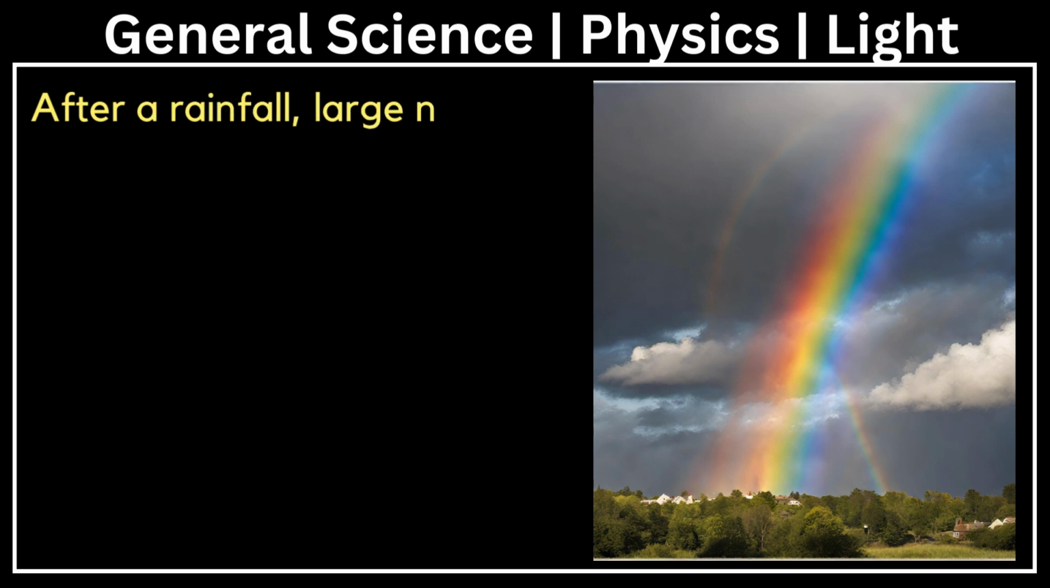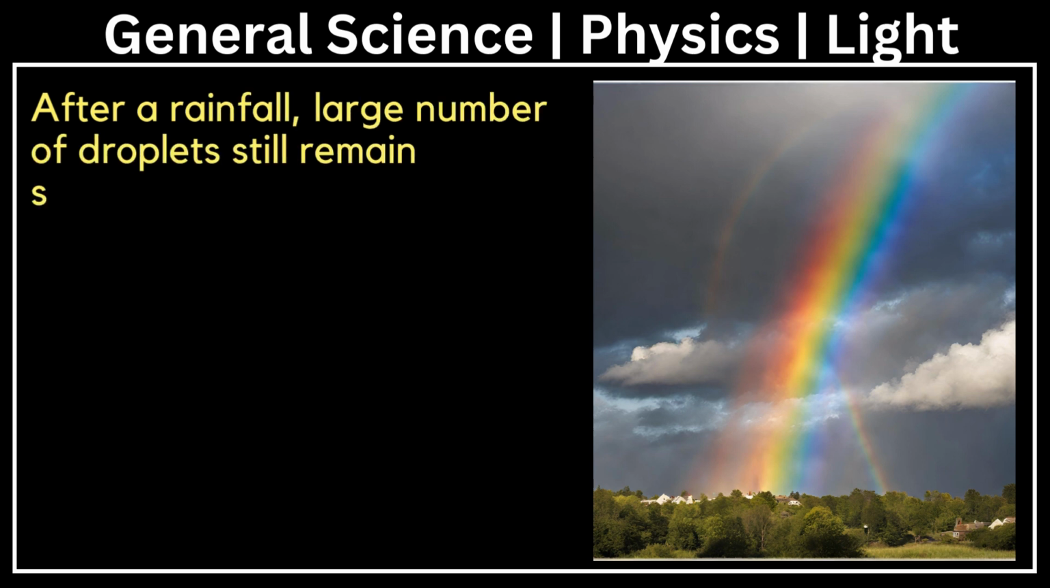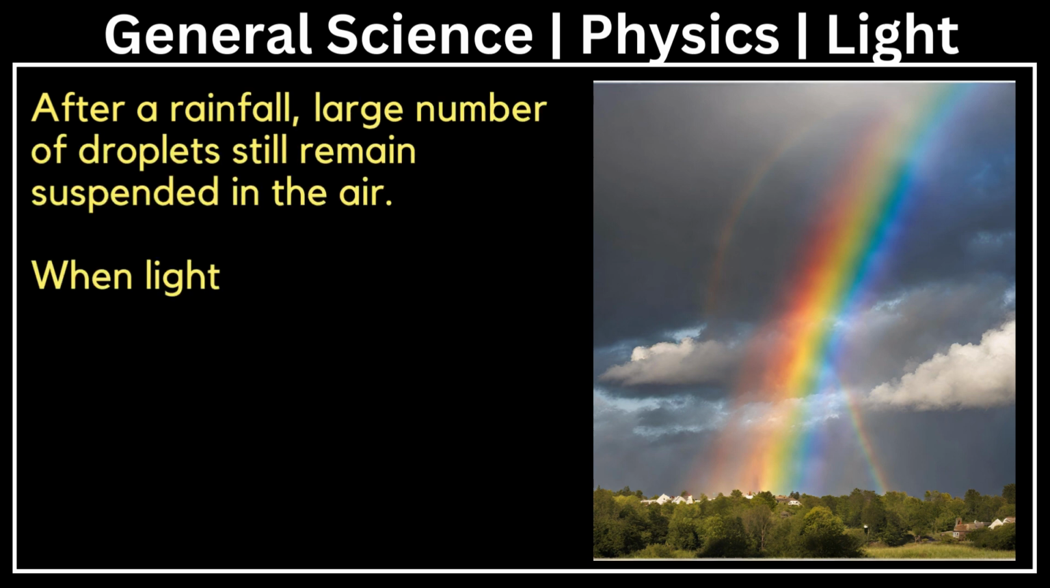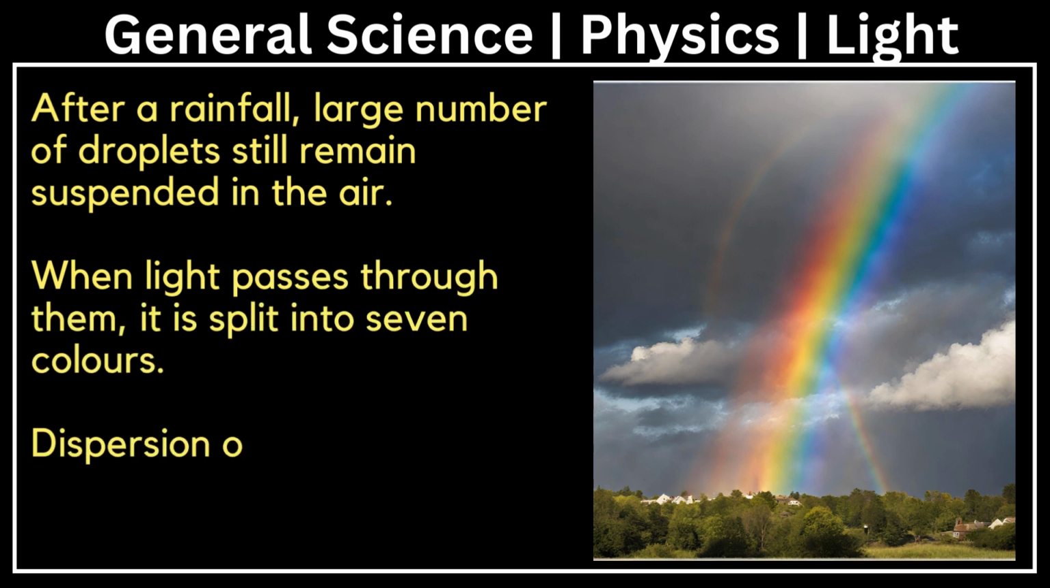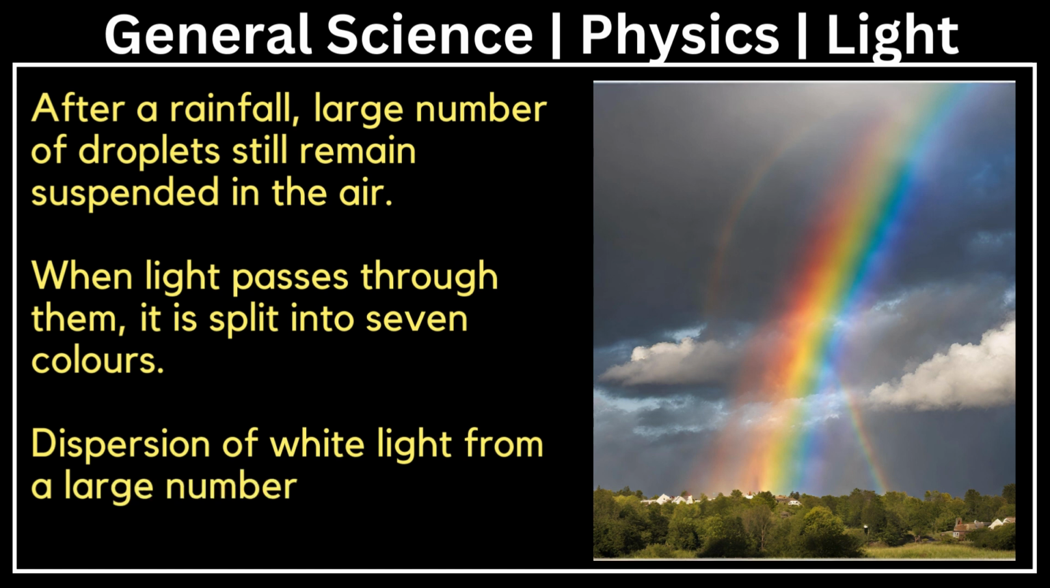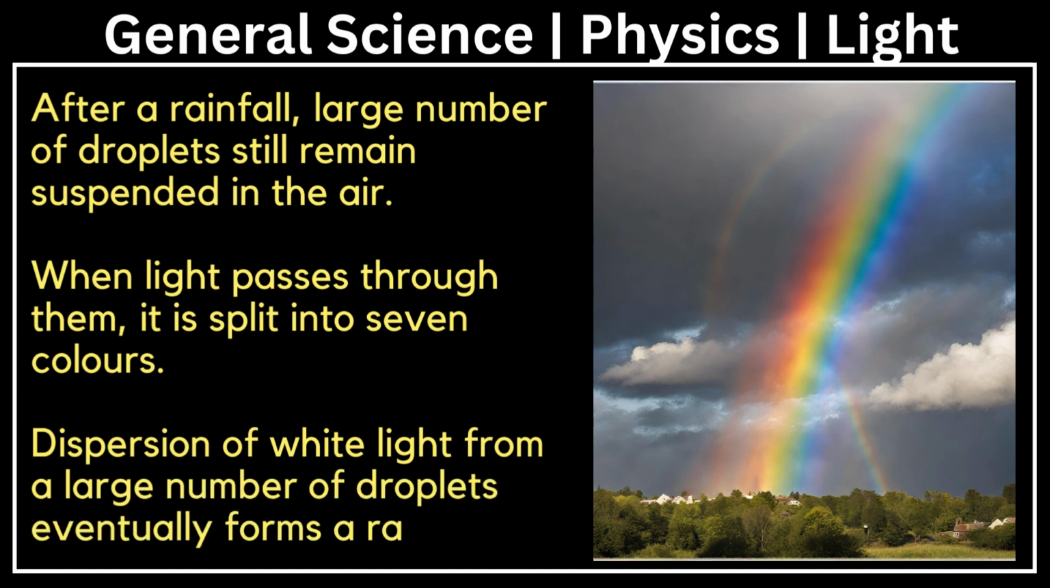After a rainfall, a large number of droplets still remain suspended in the air. When light passes through them, it is split into 7 colors. Dispersion of white light from a large number of droplets eventually forms a rainbow.